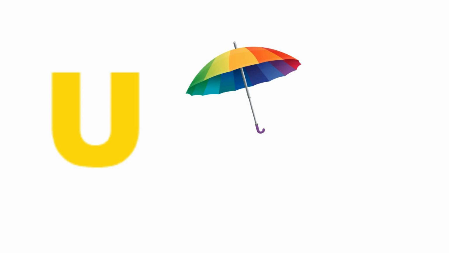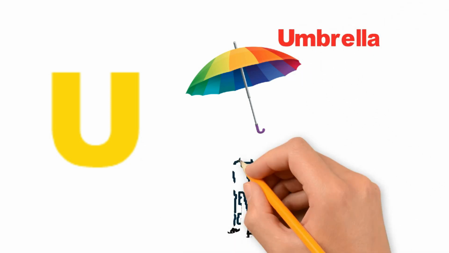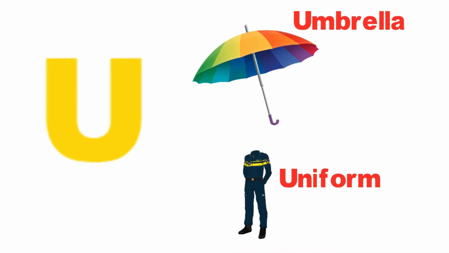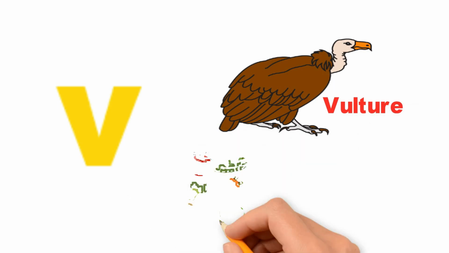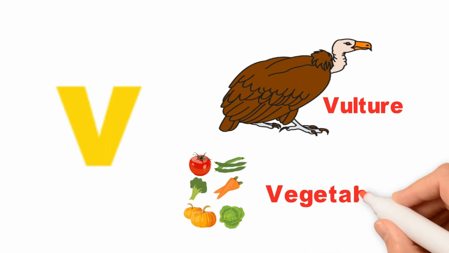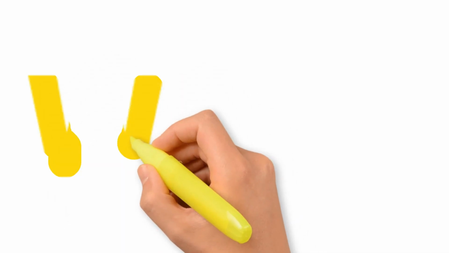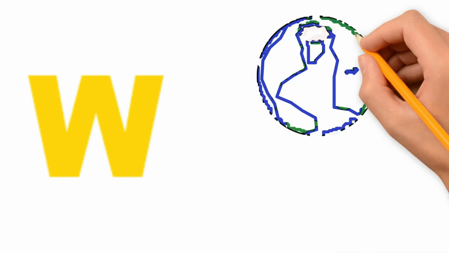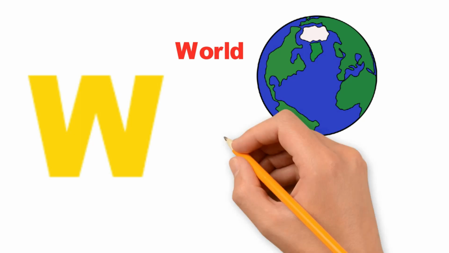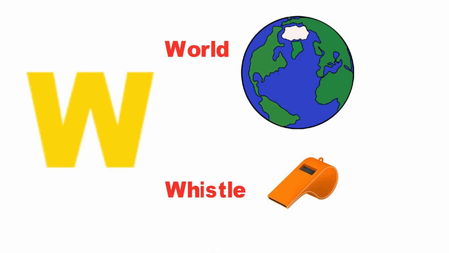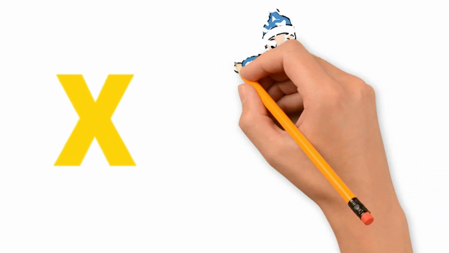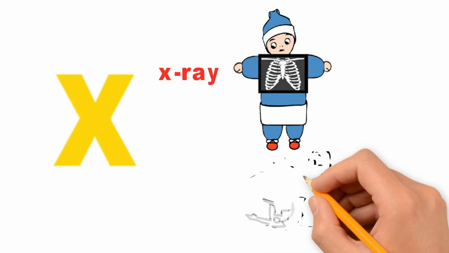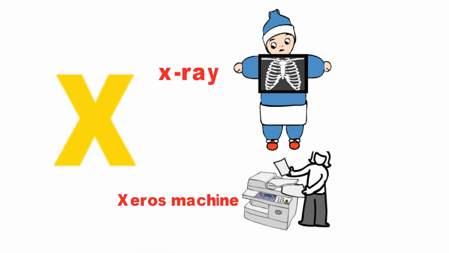U, umbrella, uniform. V, vulture, vegetable. W, world, whistle. X, X-ray. Zeros machine.